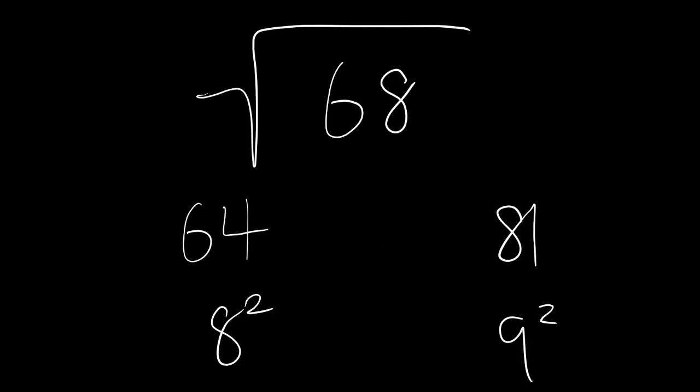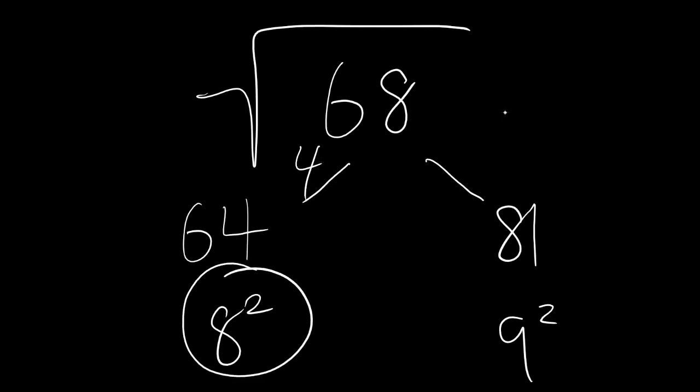Okay, so which one is it closer to? Well, it's pretty obvious. It's closer to 8. Right? This is only 4 away. This is 13. So the square root of 68 is closer to 8. Let's see, the square root of 68 is about 8.246. That's closer to 8 than it is to 9.